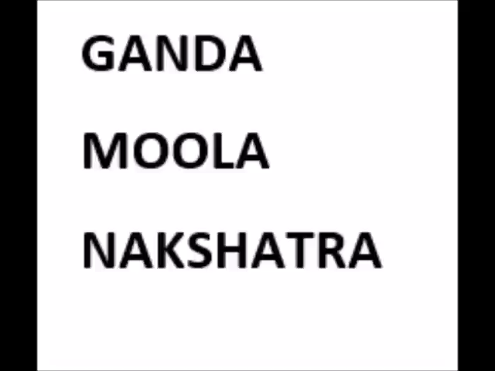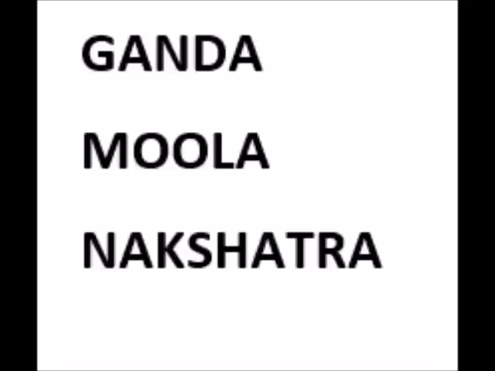The fifth Ganda Moola nakshatra is Jyeshtha, and Jyeshtha rules the sign of Scorpio between 16 degrees and 40 minutes to 30 degrees. So that makes the space of 13 degrees and 20 minutes for that nakshatra. And in case the moon is in Scorpio between these degrees, a child will be considered to be born in a Ganda Moola nakshatra, or a Ganda Moola Jyeshtha nakshatra to be precise.